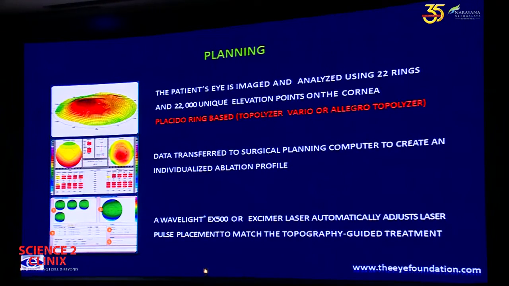So how does the planning proceed? The patient's image is taken with a Placido ring-based system. It could either be the Topolyzer Vario or the Allegro Topolyzer. This is a Placido ring which uses 22 rings, and it measures as many as 22,000 elevation points. This data is automatically exported into the planning software of the EX500, which then automatically exports the data into the treatment software.